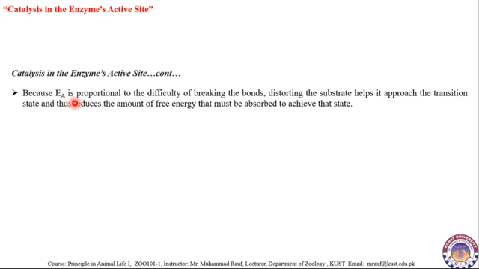Because activation energy, this EA means activation energy, this A is for activation and E is for energy, because activation energy is proportional to the difficulty of breaking the bonds. Distorting the substrate helps it approach the transition state and thus reduces the amount of free energy that must be absorbed to achieve that state.